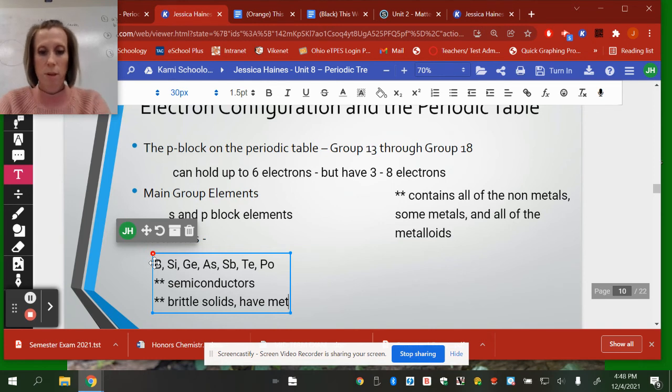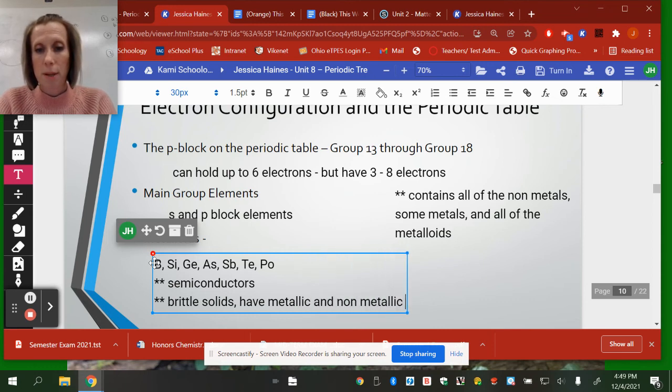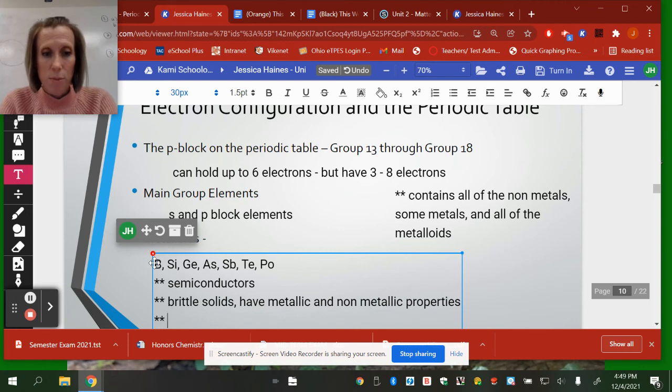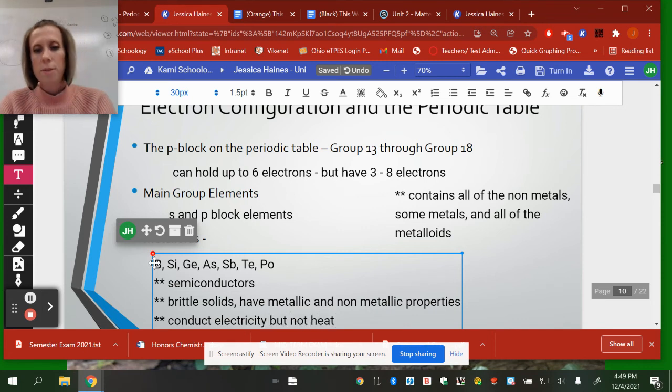And they have metallic and non-metallic properties. And they are somewhat conductive. They conduct electricity, but not heat. We're going to put that because that's what makes them super unique. So you want your computer parts and your cell phone parts to conduct electricity really well and be really efficient, but you don't want them to be conducting heat and melting in your pocket.